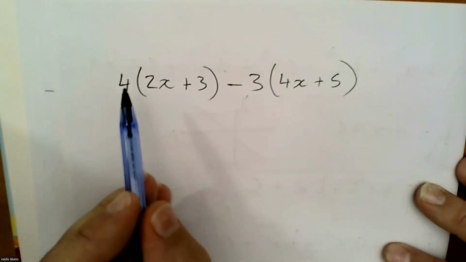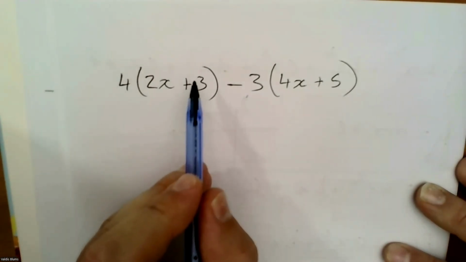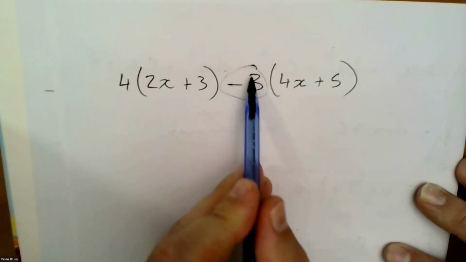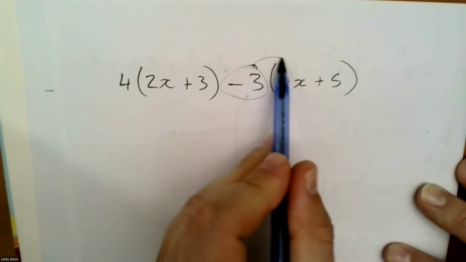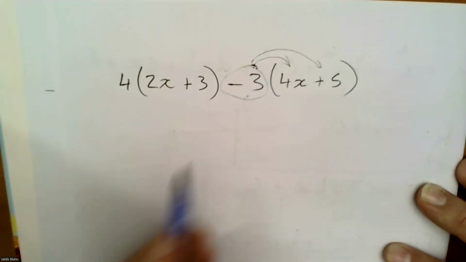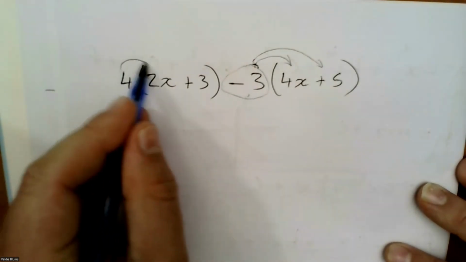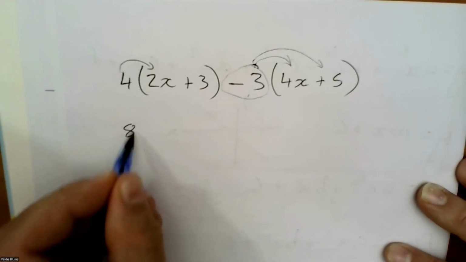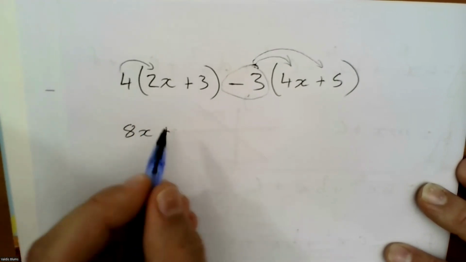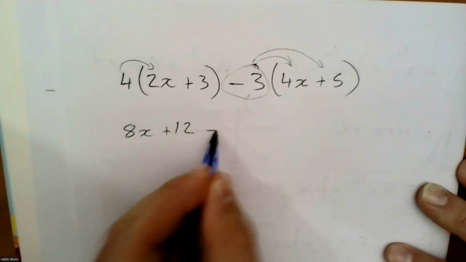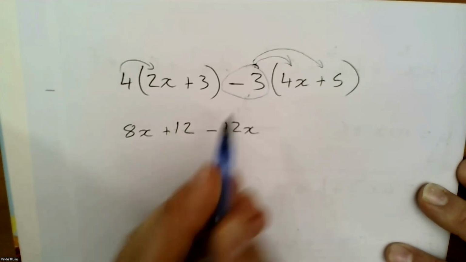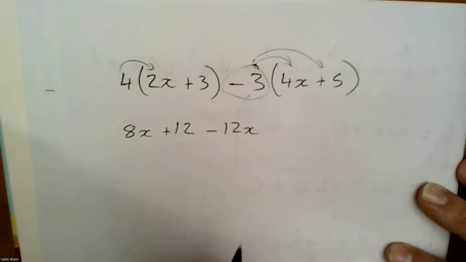Now, when we're expanding brackets, if you have a negative there, that negative is associated with the coefficient out the front, and so it gets expanded into every term as well. So we have this 4 going into this first set of brackets. So we have 4 times 2x gives us 8x, plus 3 times 4 gives us 12, minus 3 times 4x, so minus 12x, minus 3 times 5, so minus 15.